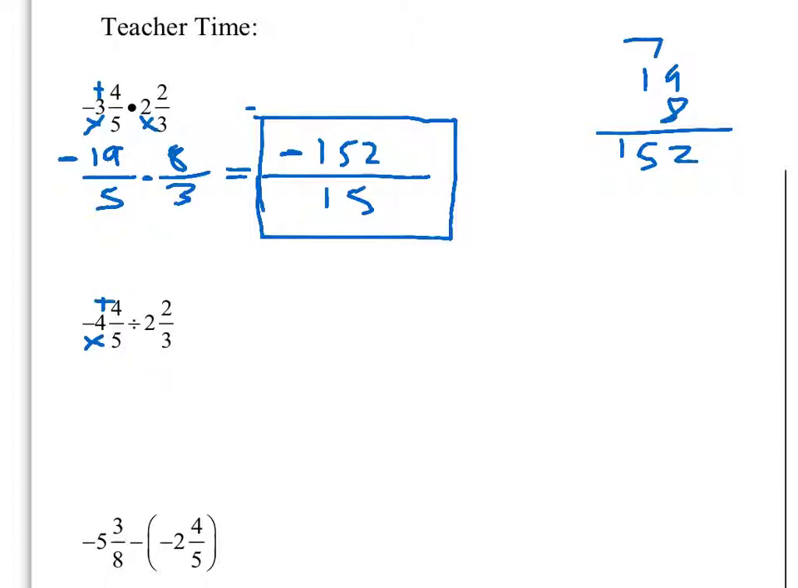That's going to give me negative 24 over 5 divided by 8 over 3. Okay, so now what shall we do? Michael. So now we switch it. We'll switch it how? What do you mean by that? Be more specific. Flip the second and change it to a multiplication.